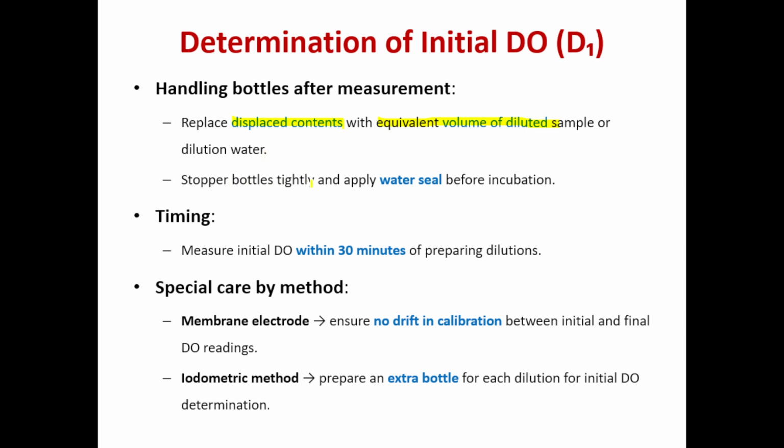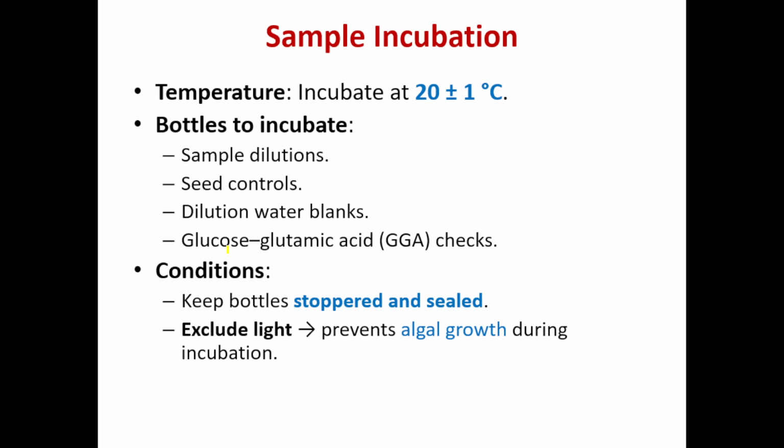Stopper bottles tightly and apply water seal before incubation. Measure initial DO within 30 minutes of preparing dilution. It is very important, because if we go beyond that limit, then there may be depletion of DO. Special care by methods: in case of membrane electrode, we need to ensure that there is no drift in calibration between initial and final DO reading. In case of iodometric method, prepare an extra bottle for each dilution for initial DO determination.